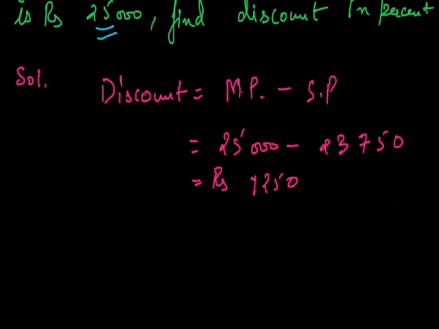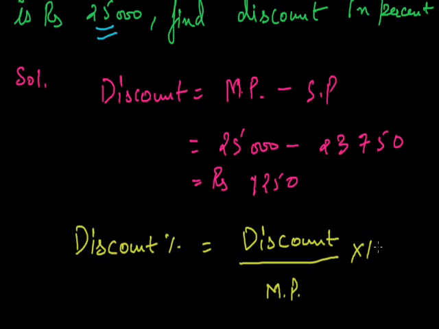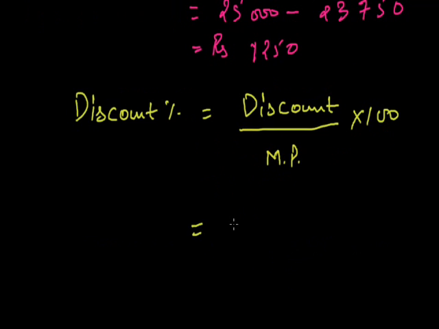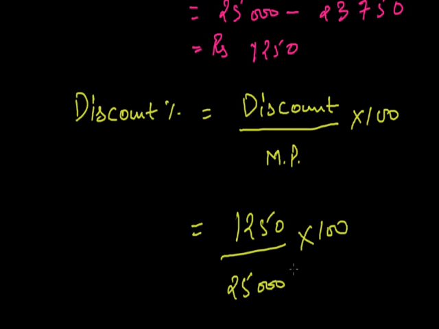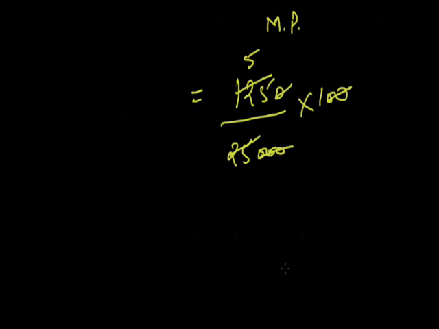Now we have calculated the discount. We have to calculate the discount percent. So discount percent will be equal to discount upon marked price into 100. The discount just now calculated is 1,250 on mark price 25,000 into 100. Now if we cancel the zeros and divide by 25, it will be 5. So the discount percent will be equal to 5%. We will see a few more examples based on discount percent next.